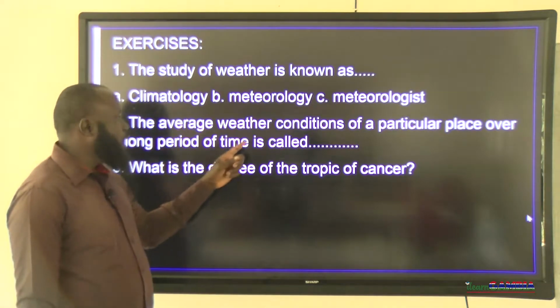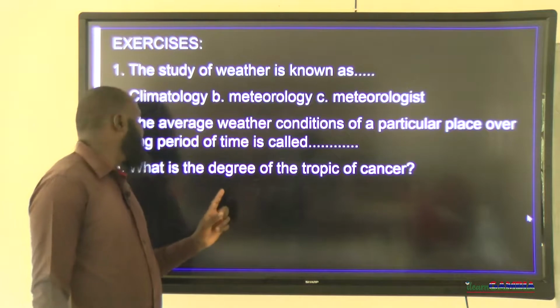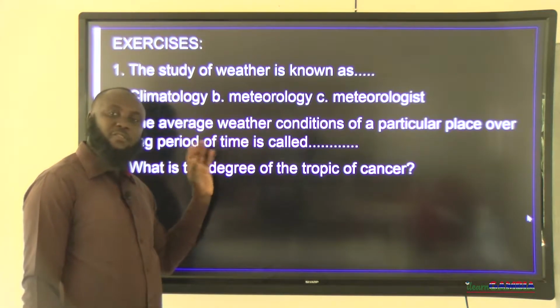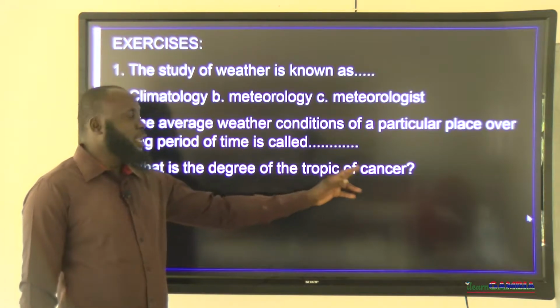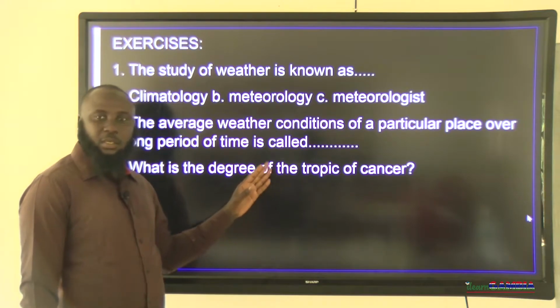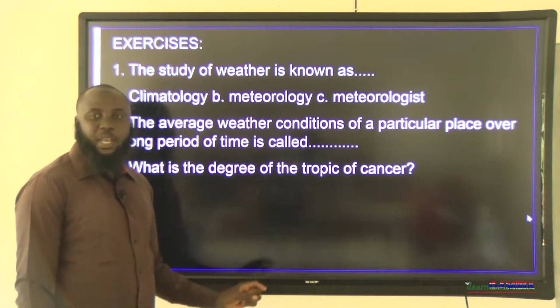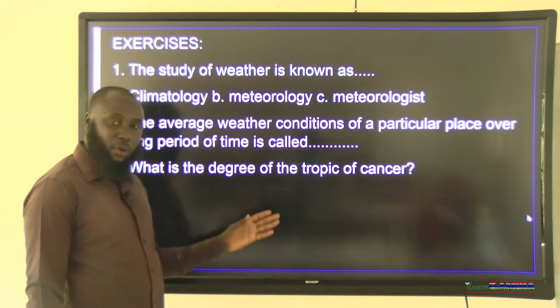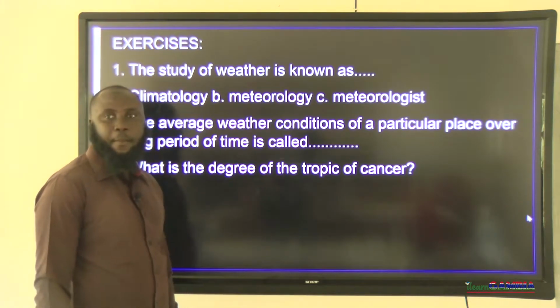2. The average weather condition of a particular place over a long period of time is called dash dash. The correct answer is climate. Climate is the average weather condition of a place for a long period of time.